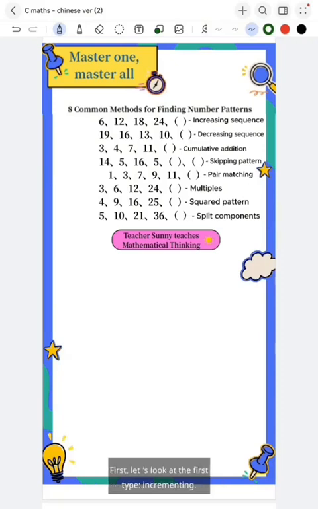First, let's look at the first type, incrementing. For example, we see 6, then 12, then 18. Each number is found by adding 6 to the previous one. So 24 plus 6 is 30.